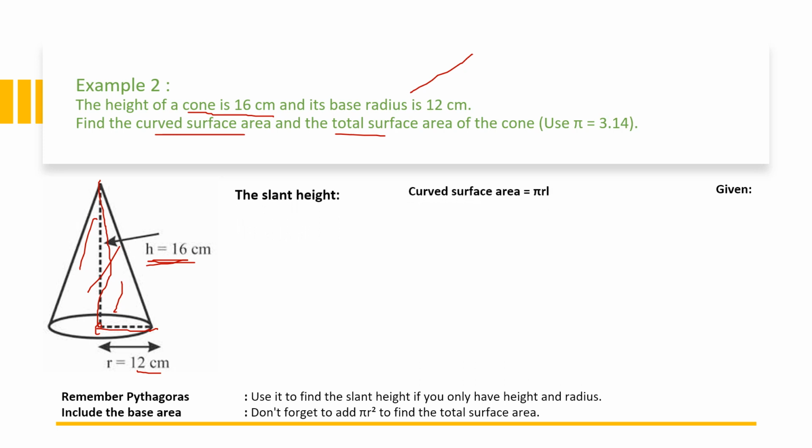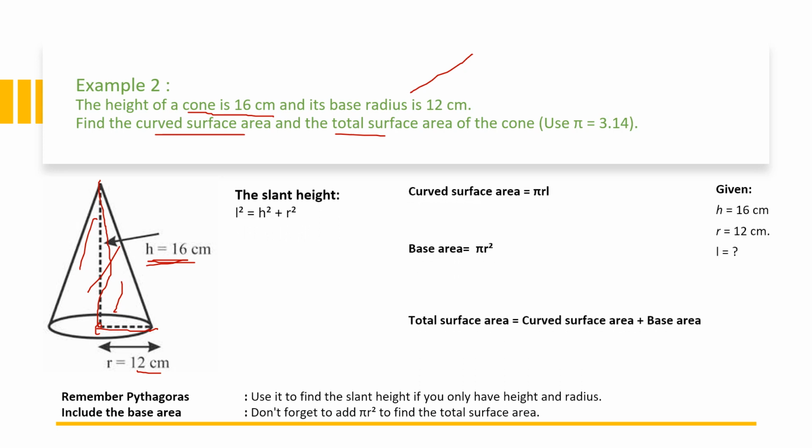Slant height, curved surface, we need to calculate. Base area, you need to calculate. Now remember to use Pythagoras theorem, because the slant height is not given. What is required in a formula is pi r. Curved surface is what we are looking for. Curved surface formula is pi r L. R is given, L is not given, but height is given. I need to calculate the slant height of it, L.